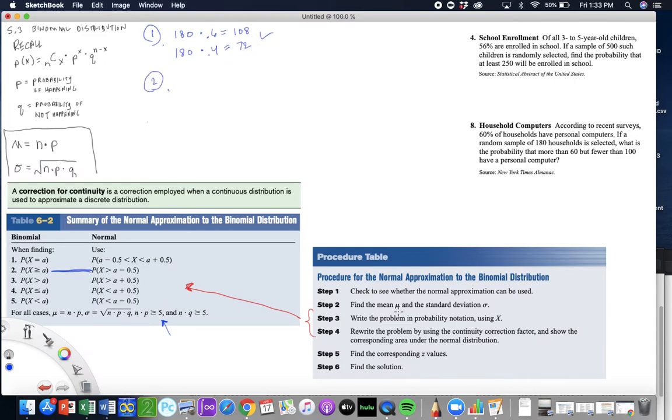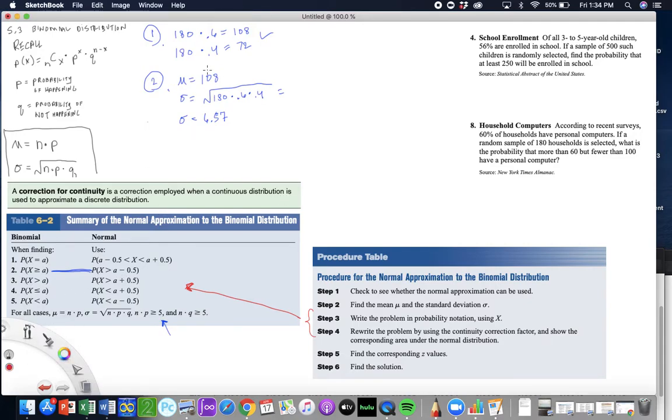Problem number 2, part 2, is find the mean. As we talked about, the mean is just taking the n times the p, which I've already found, which is 108. And then the standard deviation would be the square root of 180 times 0.6 times 0.4, which comes out to 6.57. I'm going to round to the nearest hundredth when I'm using the standard deviation here. So 6.57, I found both of those.